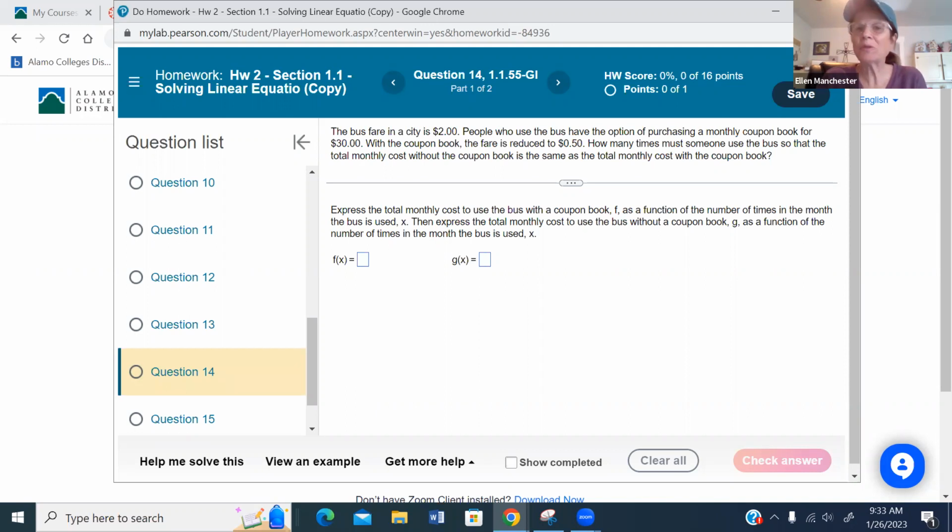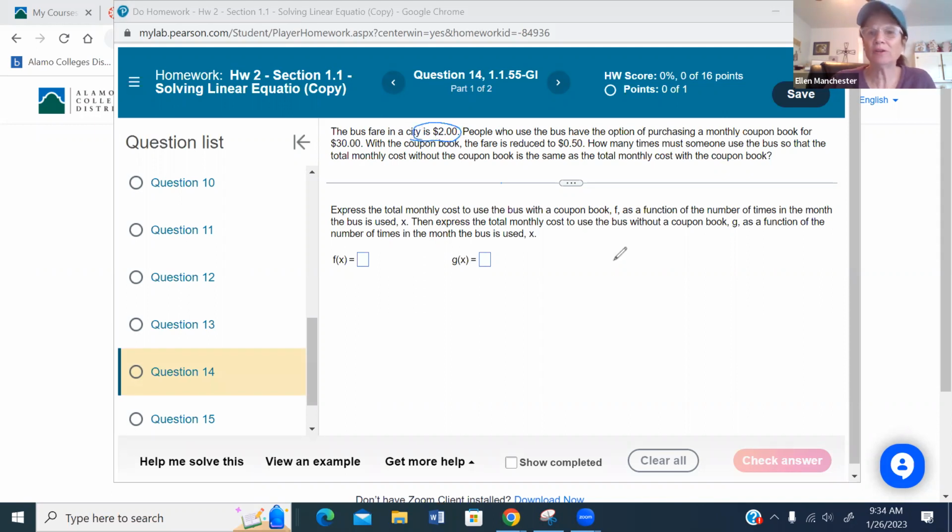How many times must someone use the bus so that the total monthly cost without the coupon book is the same as the cost with the coupon book? So here's some information that we're going to need. Let me get my pen. All right. First piece of information.